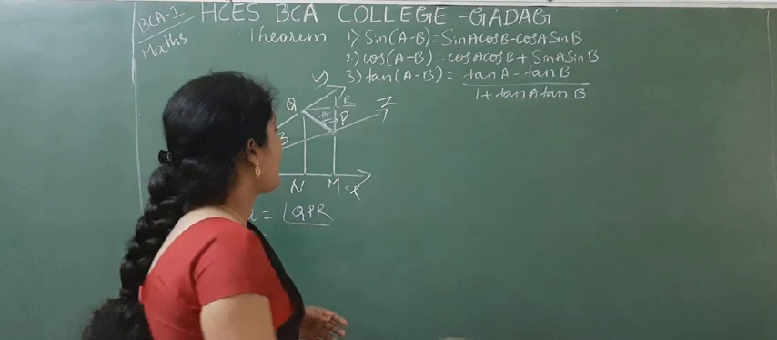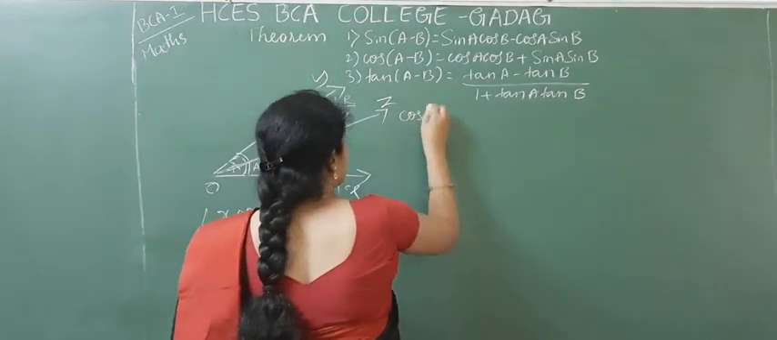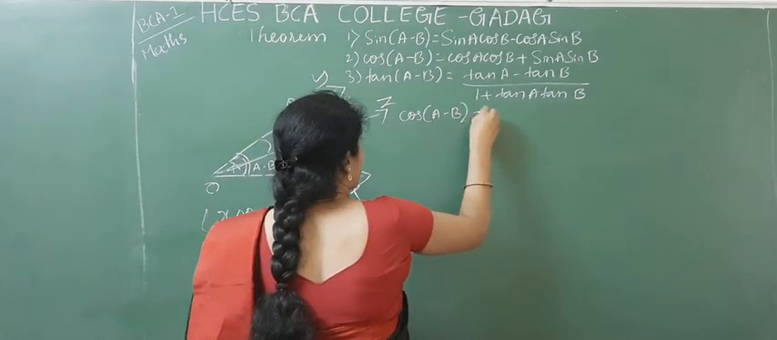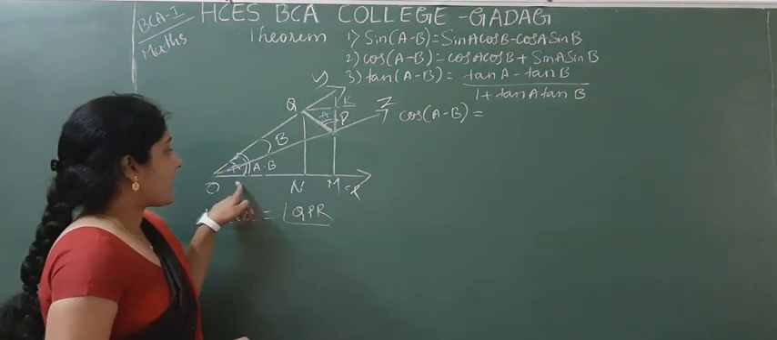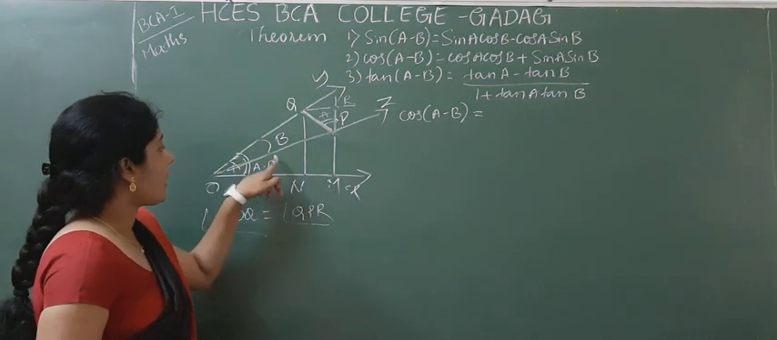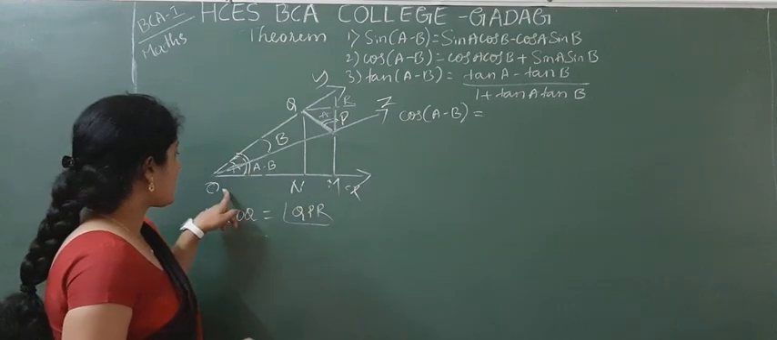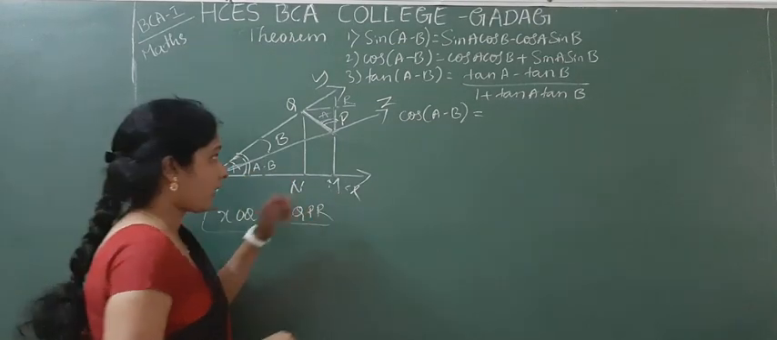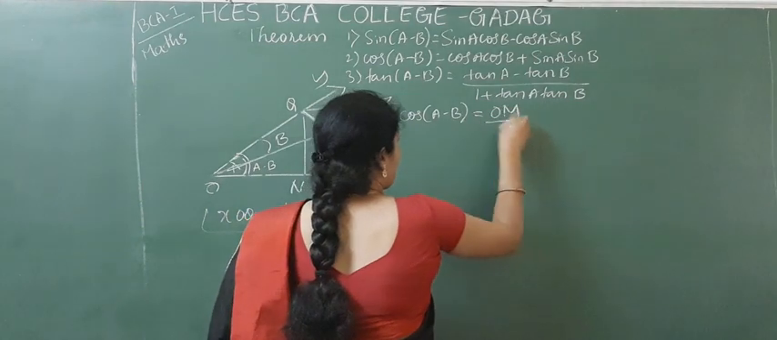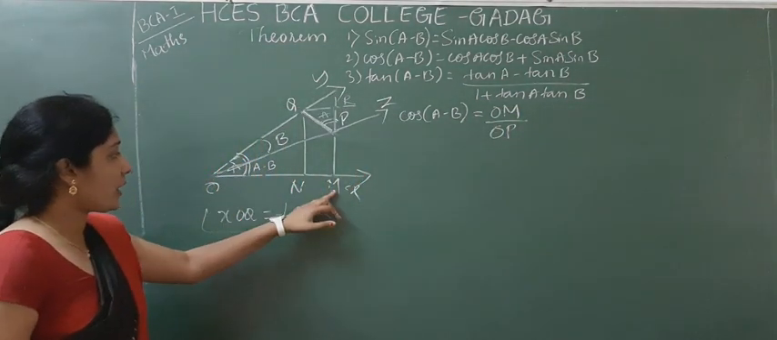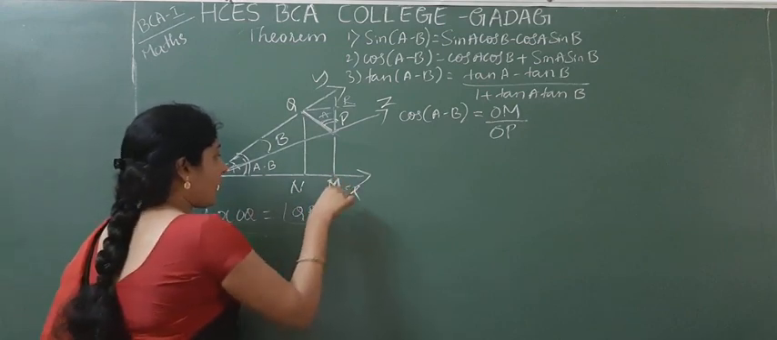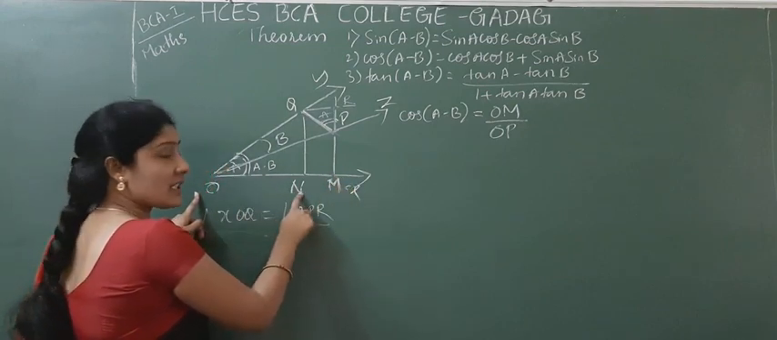Now the next one is cos A minus B. So now what is cos A minus B? Adjacent divided by hypotenuse. So what is adjacent here? OM. So OM divided by hypotenuse OP. So what is this OM here? OM is nothing but ON plus NM.